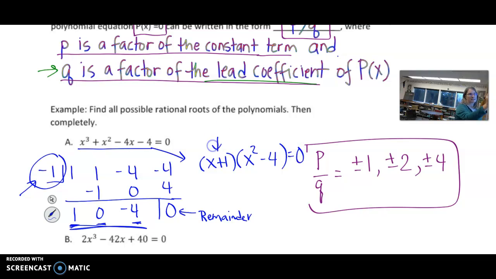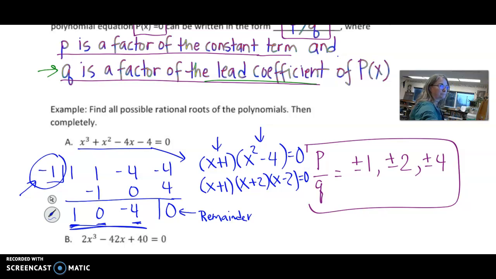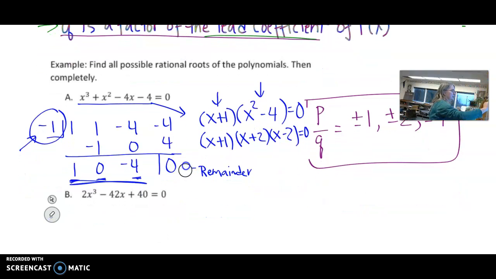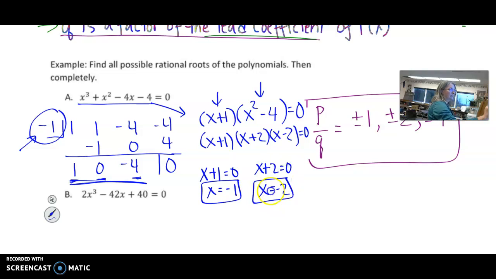This is factored, but this here is a difference of squares, which factors further. So we can go x plus 1 and then factor this difference of squares. It factors into x plus 2 and x minus 2. And we're going to set each factor to 0. And notice all of these have a multiplicity of 1 because the factor only shows up one time. So x plus 1 equals 0 when x is negative 1, that's a zero. And x plus 2 equals 0 when x equals negative 2. And then this third one, x minus 2 equals 0 when x equals positive 2.